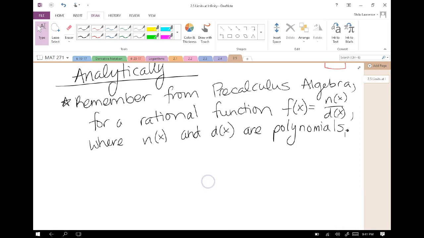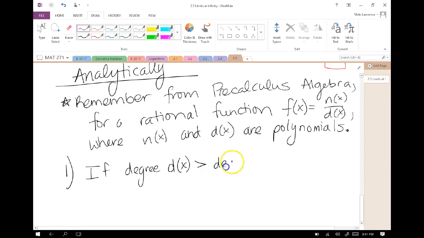So there are three possibilities. We're going to compare our numerator polynomial and our denominator polynomial. If the degree of the denominator is greater than the degree of the numerator. Now, the degree is the biggest exponent in the whole thing. So if I look at my entire denominator and find the biggest exponent, that's the degree. And then I look at my entire numerator and find the biggest exponent, that's its degree. And I want to compare them.